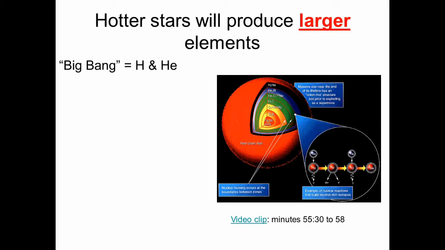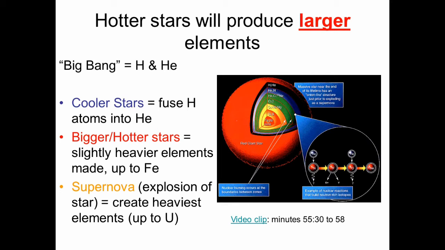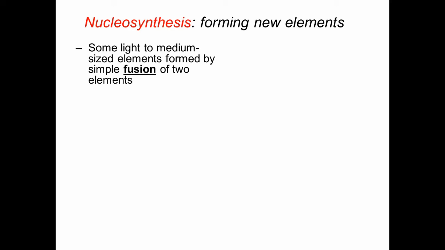Let's talk about how elements are made in the stars, because this is related to fusion. When you've got cool stars, those are relative because they're still very hot, like the sun, they're fusing hydrogen atoms into helium. Bigger and hotter stars fuse slightly heavier elements up to iron. Supernovas create all the way up through element number 92, which is uranium. This is called nucleosynthesis.